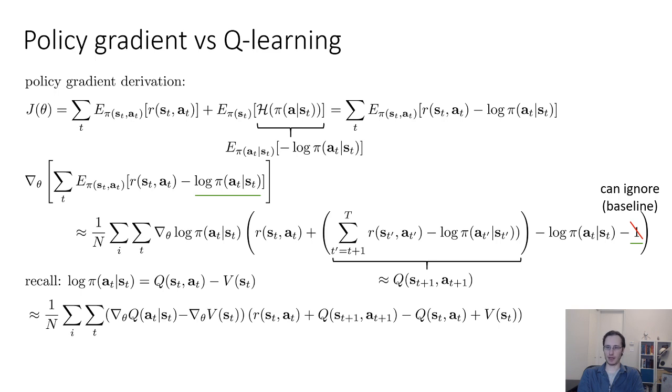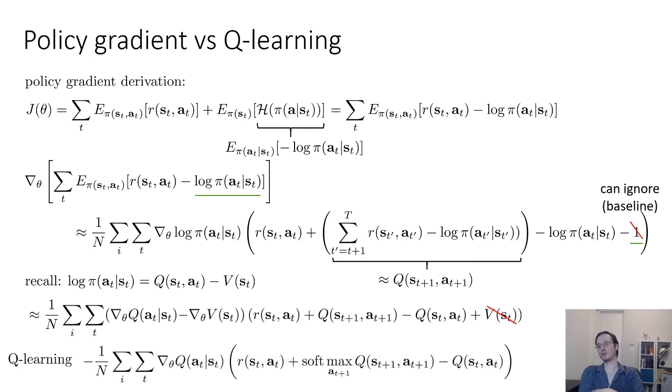We can write it as grad Q minus grad V times R plus next Q minus current Q plus current V. But remember, because of the baseline property, any state-dependent function inside the parentheses can be removed. So this V of s_t, we can simply get rid of it.